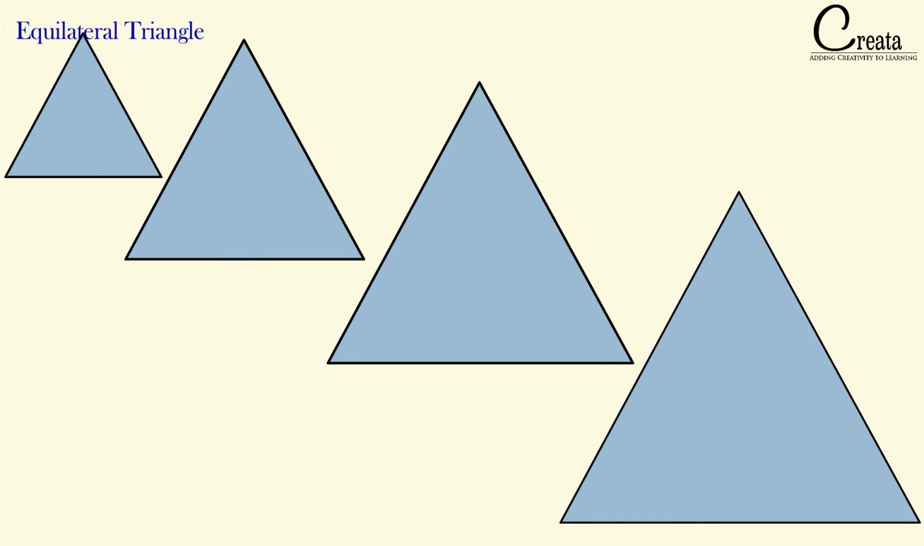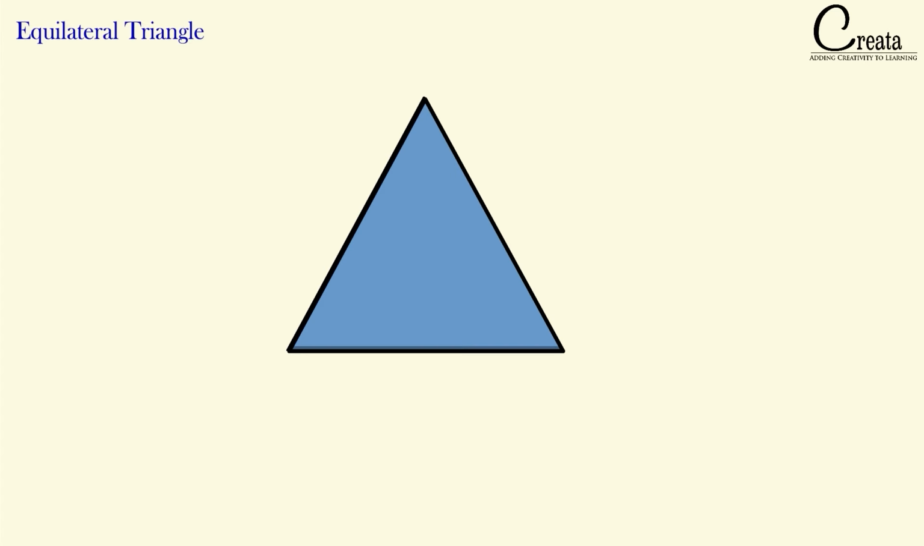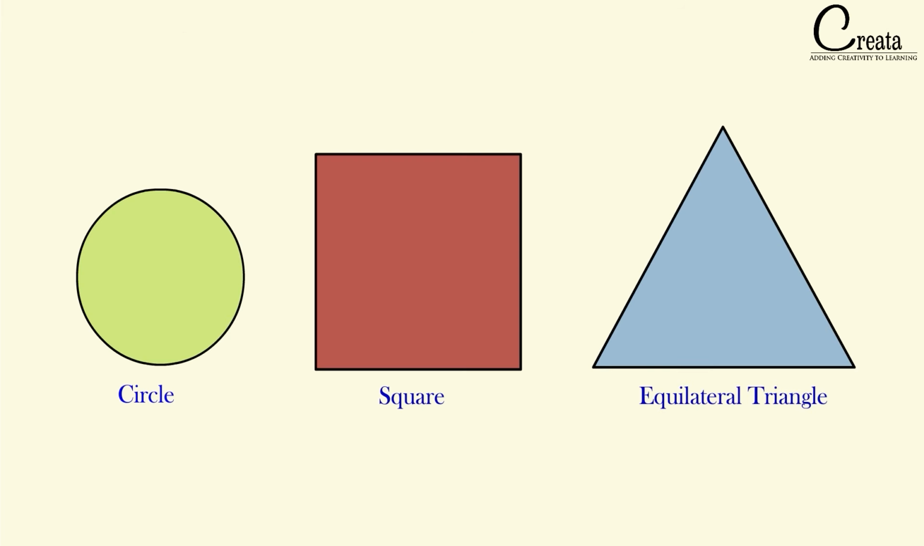The third and last example in this category is the equilateral triangle. You can take any equilateral triangle, of any dimension. If you increase or decrease the size, they will match each other, or we can say they have the same shape. So we have three examples which are generally asked in the examination: circle, square, and equilateral triangle. These geometrical figures are always similar to each other in their own category.